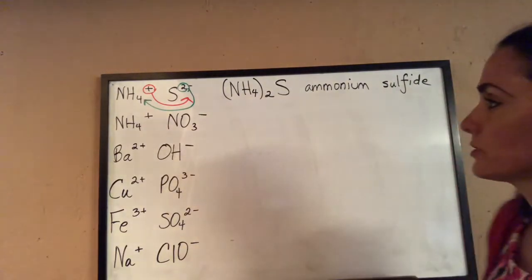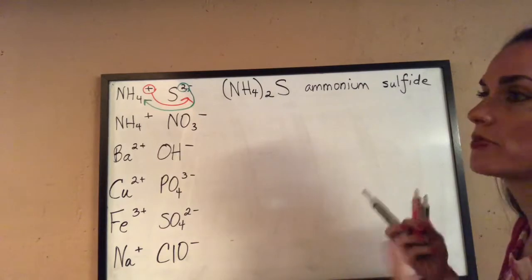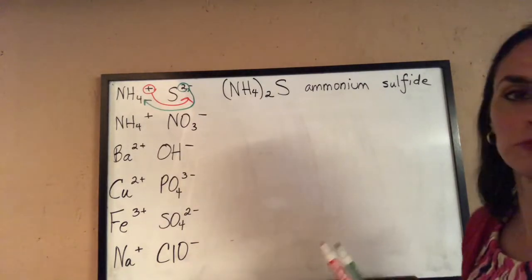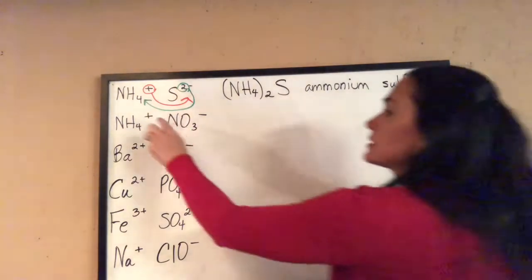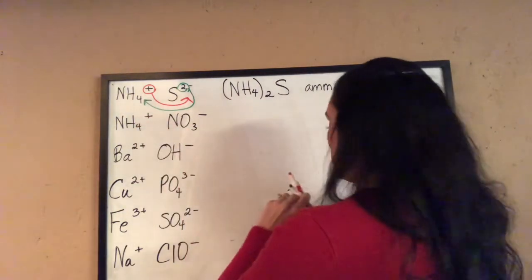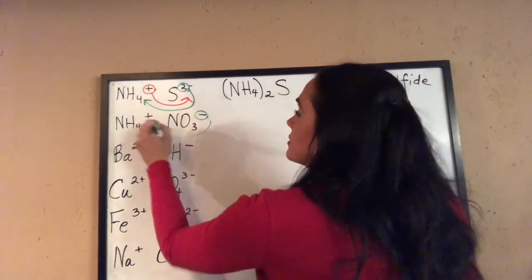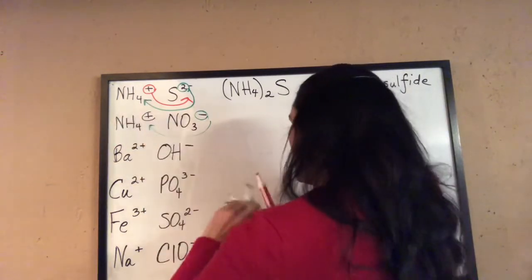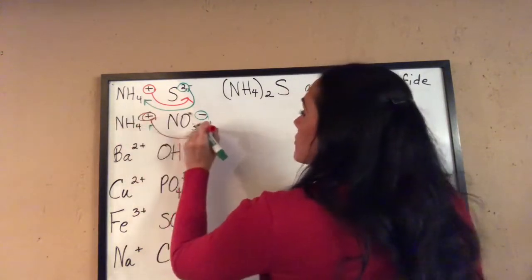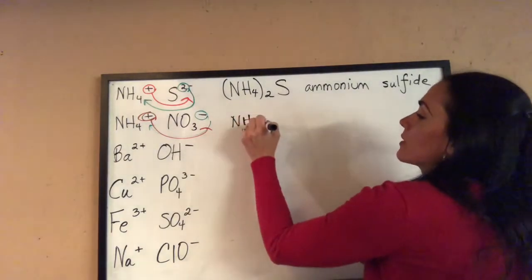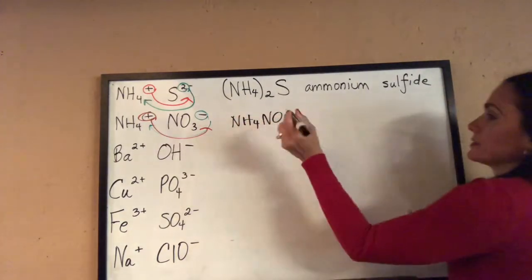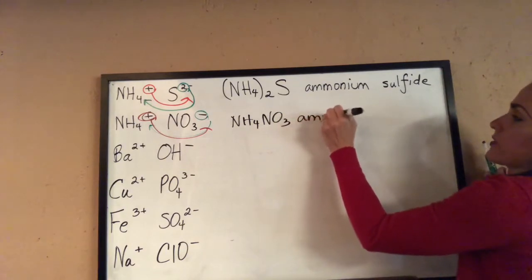All right, let's look at the next one. We have +1 and -1. No parentheses would be needed. Yes, we have 2 polyatomic ions, but because the subscripts coming from the other ions are 1, you do not need the parentheses in the overall formula. NH4, NO3, ammonium nitrate.